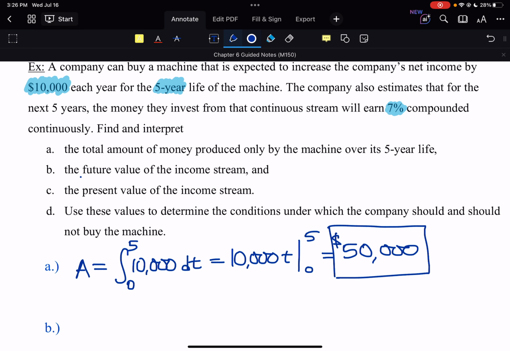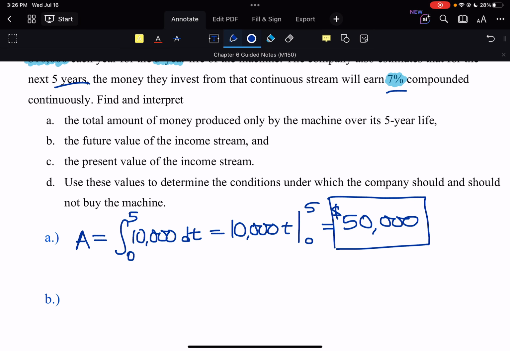Then it wants us to find the future value of the income stream and the present value of the income stream. So we already have a lot of the pieces that we need, right? We know the time is 5 years. We know the interest rate is 7%, so 0.07 for R. And we know this investment is $10,000 each year.